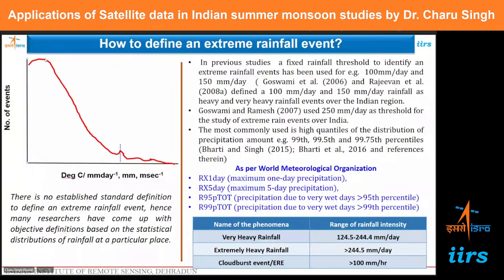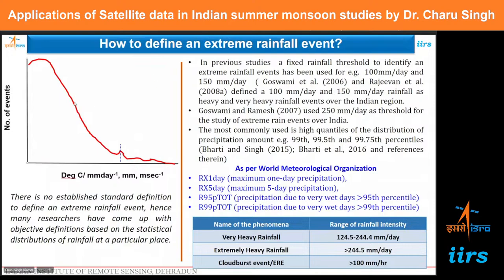If we see this distribution of the meteorological data set, this could be rainfall or the temperature. This is shown only for illustration purposes. It may not be the exact distribution of any meteorological variable. So you can see a large tail here. So extreme rainfall events are defined as the events which are rare to rarest and which lie towards the tail of the distribution. So these are the extreme events, and we can categorize them further using different standard definitions.